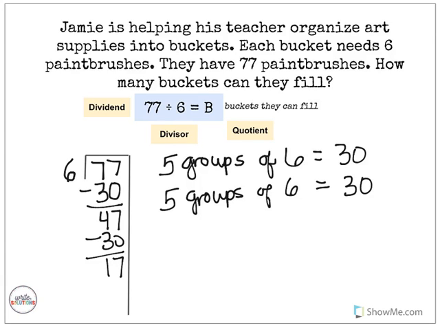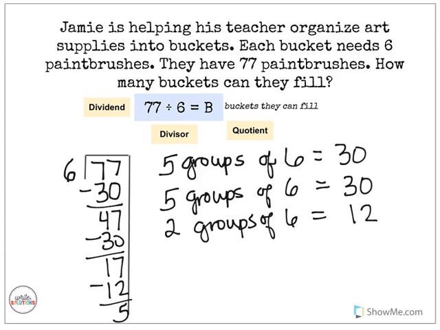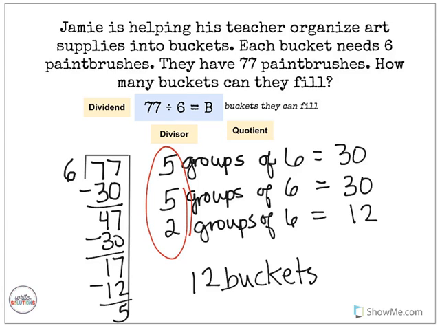I guess I have to be a little more careful with what I choose this time because this number is low. 3 groups of 6 or 18 doesn't even work here because I don't have that many paintbrushes. So I'm going to go with 2. 2 groups of 6 is 12. Pull that right out. I still have some paintbrushes left. 5, but that's not enough to make another bucket. So how many buckets did we fill? Well, that answer is right here. We filled 12 buckets, 5 plus 5 plus 2 is 12 buckets, and we still have 5 paintbrushes left, so we have to remember that when we answer our question.